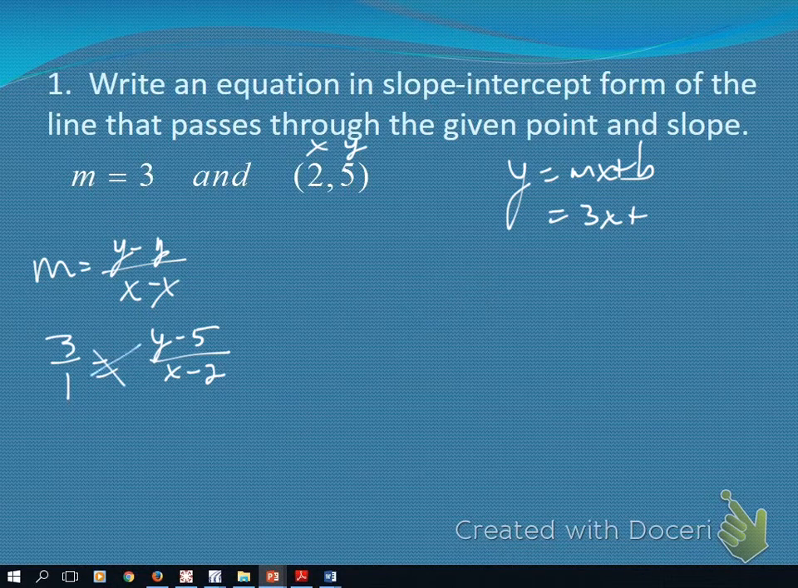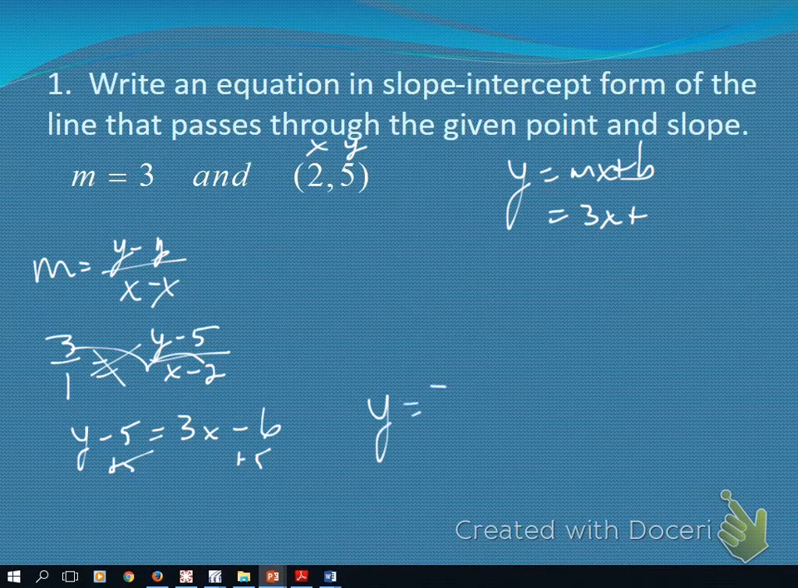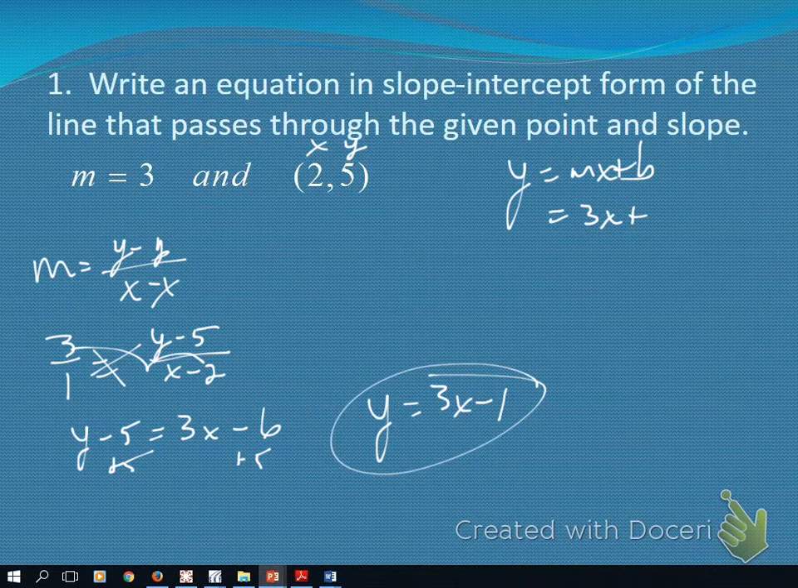We do that by cross-multiplying. We get 1 times y minus 5, which is y minus 5, and then distribute the 3 to get 3x minus 6. Then we add 5 and add 5, and so y is equal to 3x minus 1. That's your equation in slope-intercept form.